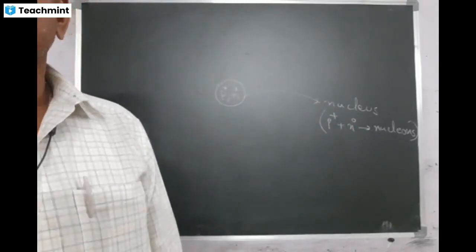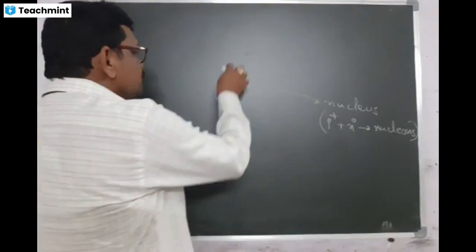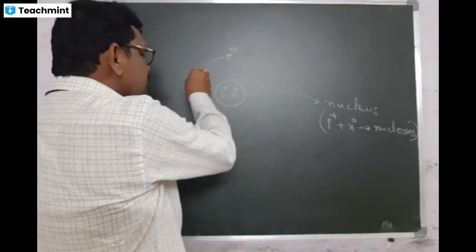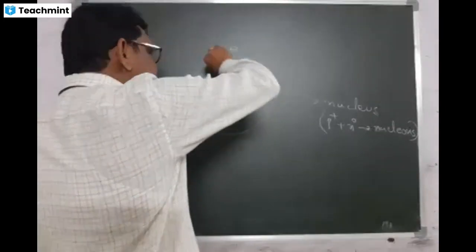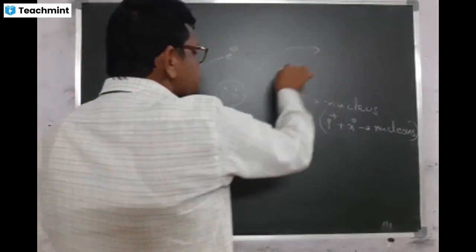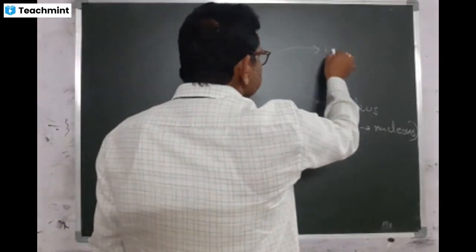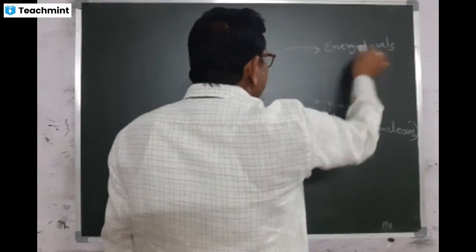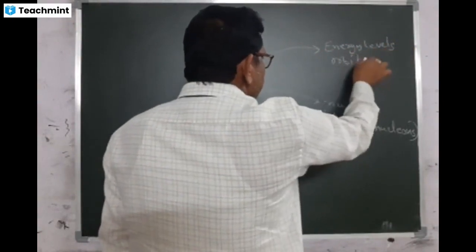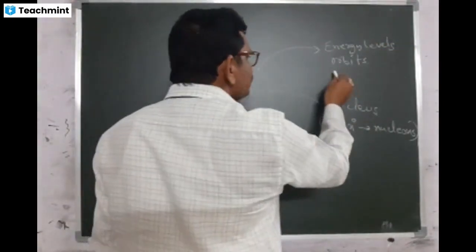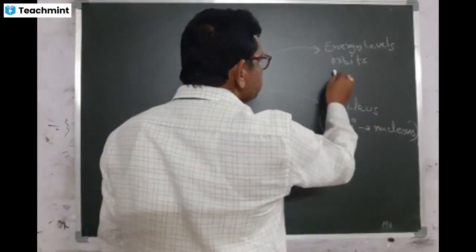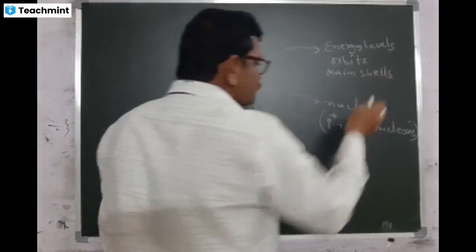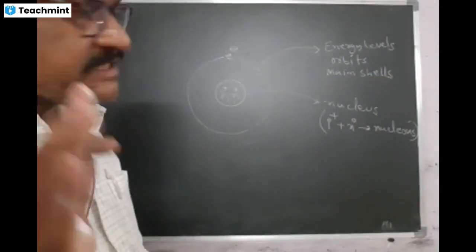Around this nucleus, electrons are revolving in circular paths. These circular paths are called energy levels. They are also called orbits, and also called main shells. So we use three terms.